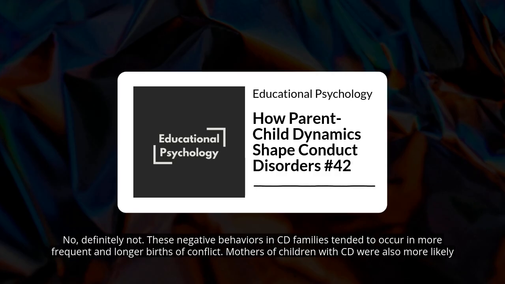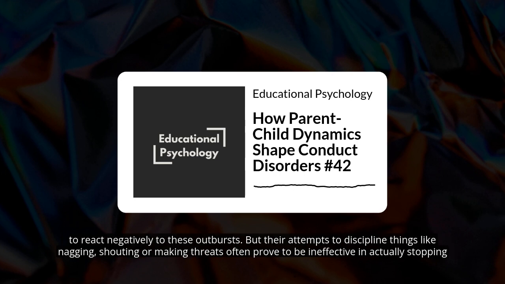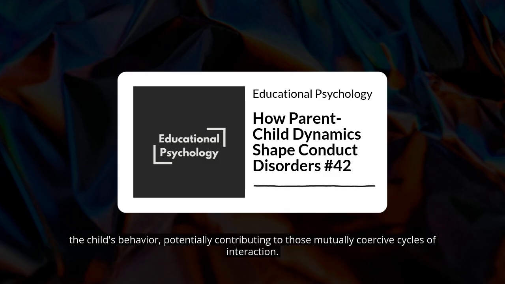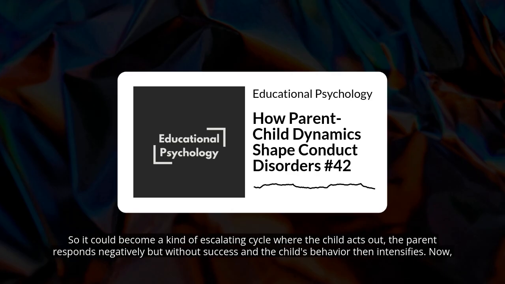No, definitely not. These negative behaviors in CD families tended to occur in more frequent and longer bursts of conflict. Mothers of children with CD were also more likely to react negatively to these outbursts, but their attempts to discipline, things like nagging, shouting, or making threats, often proved to be ineffective in actually stopping the child's behavior, potentially contributing to those mutually coercive cycles of interaction. So it can become a kind of escalating cycle where the child acts out, the parent responds negatively but without success, and the child's behavior then intensifies.